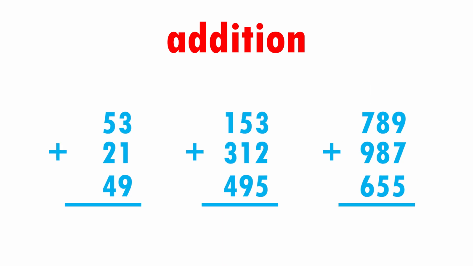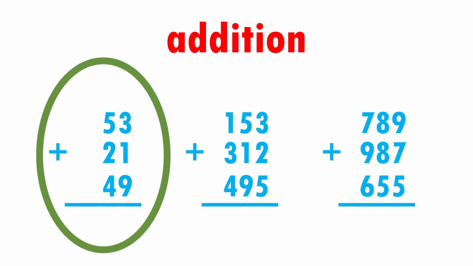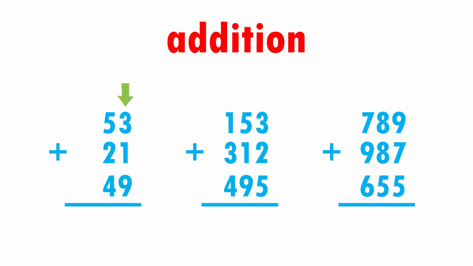Super easy, right? Here's another example. 53 plus 21 plus 49. Starting with the ones. 3 plus 1 plus 9 equals 13. Write down 3 and carry over the 1. Now the tens. 1 plus 5 plus 2 plus 4 equals 12. So the sum is 123.